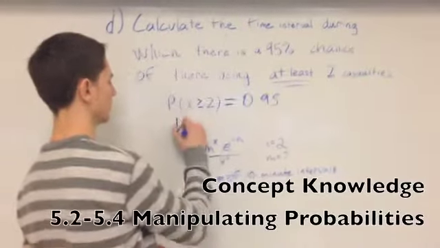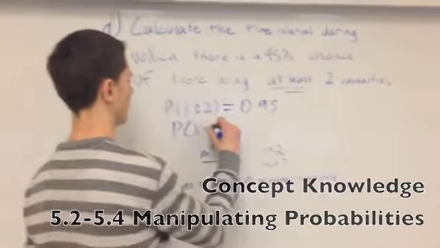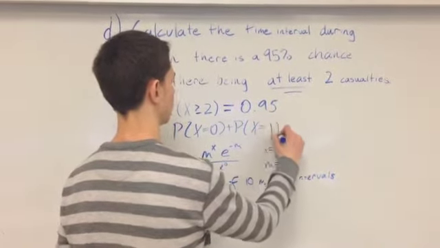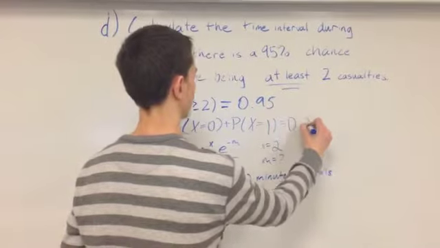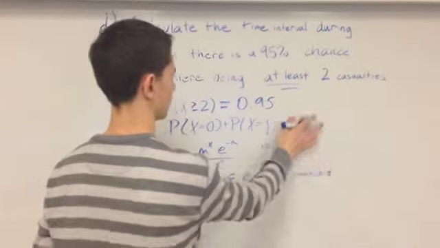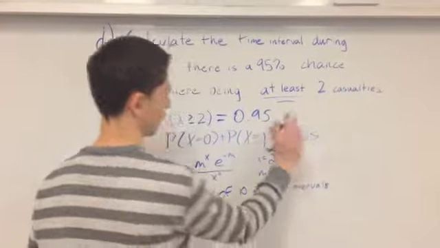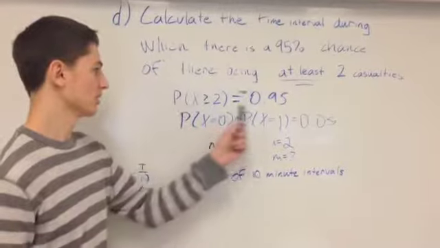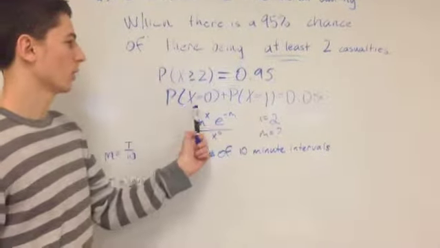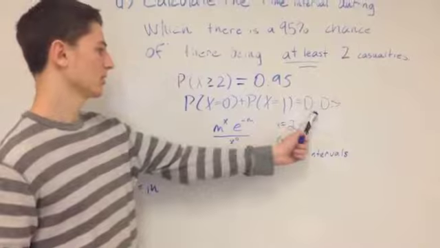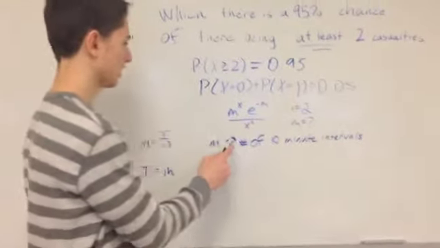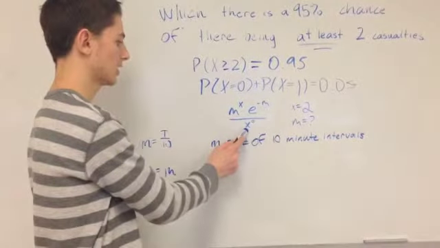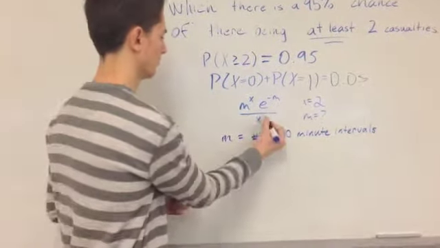But another way that we can look at that is that the probability that x equals 0 plus the probability that x equals 1 would be equal to 0.05. Because if greater than or equal to 2 is 0.95, then everything besides that, so 1 and 0, is 0.05. So we're using Poisson, so you're going to have the standard equation, m to the x, e to the negative m over x factorial.